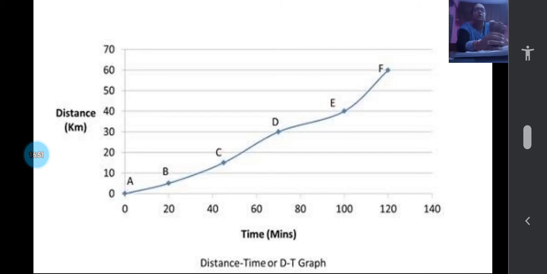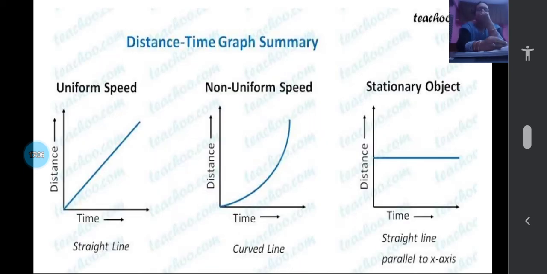So here is another example of non-uniform motion. It may come like this, but here also it is increasing speed only. The graph is moving upward, so the speed is increasing, but it is not uniform. Yes, no, children? Now see here: uniform speed, non-uniform speed, and stationary objects. So try to understand that.